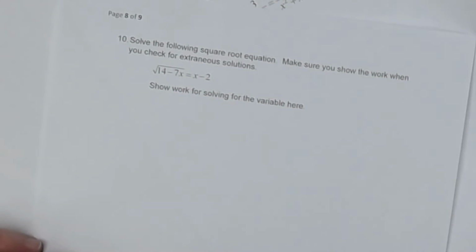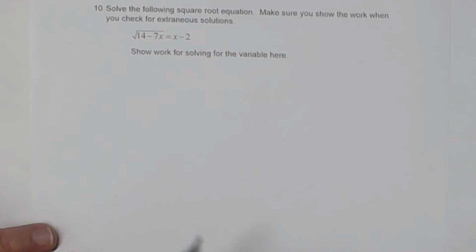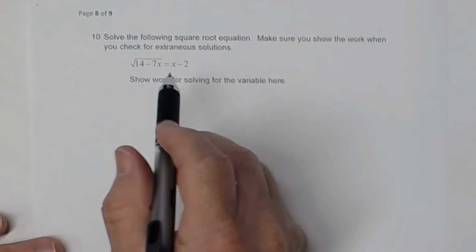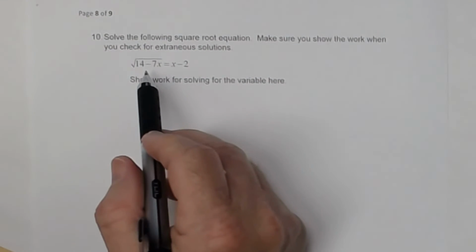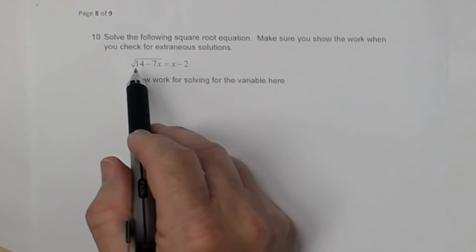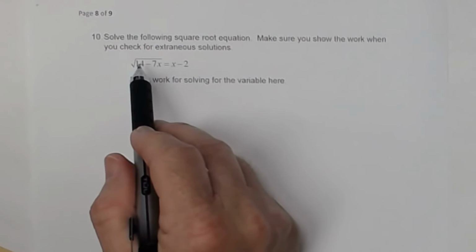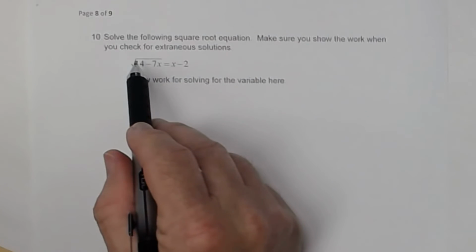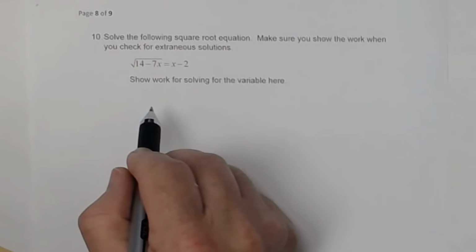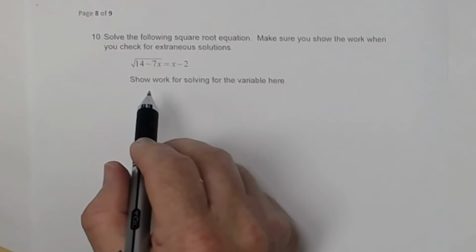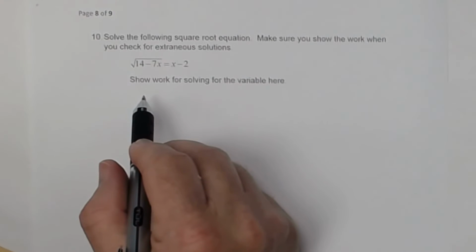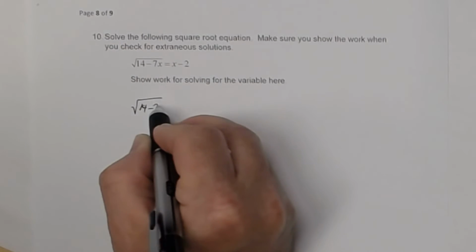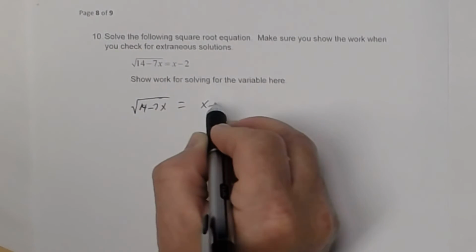Okay, so number 10, you had this radical equation, this square root equation. And this is not that difficult because, first of all, the radical expression is by itself. So whenever the radical expression is by itself, then you want to get rid of the square root. Remember, the opposite of square rooting is to raise both sides to the second power. And so let me go ahead and rewrite this over. So I have the square root of 14 minus 7x equal, and then x minus 2.